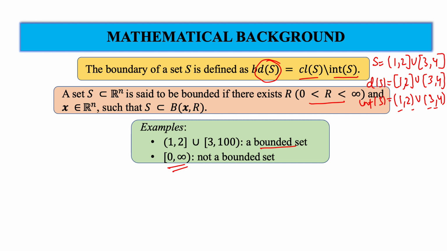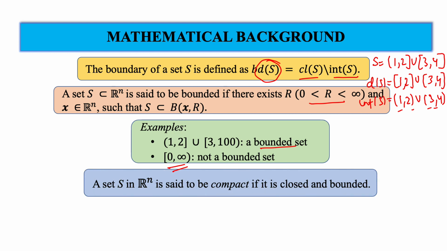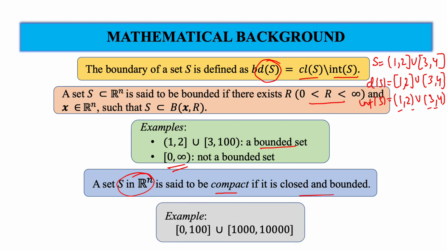Then in Rn we need one important concept, that is called compactness of a set. So a set S in Rn is said to be compact if it is closed and bounded. So here is an example of a compact set, where we have a closed set. Also it can be put in a ball of finite radius.